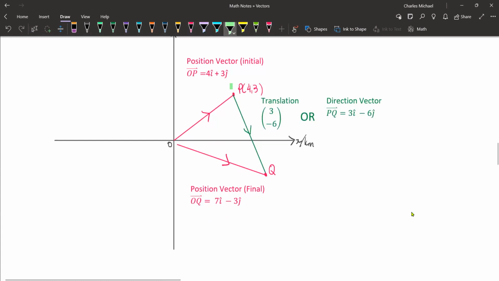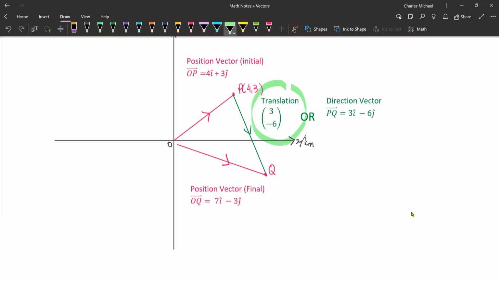Let's say we have a ship at this position P, 4 kilometers east, 3 kilometers north, and it goes through a translation of 3, -6. It will come to this new position, 7 kilometers east, 3 kilometers south. So this first position in the form of a vector is a position vector. A position vector is any vector that starts from the origin. And the final position is also a position vector.